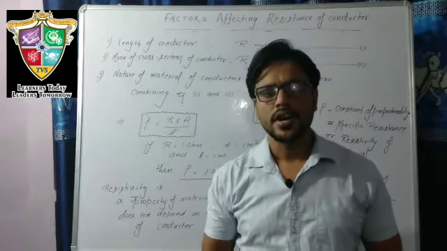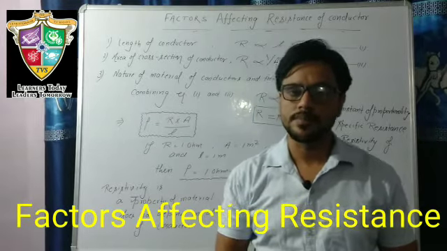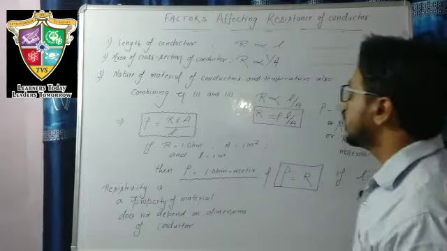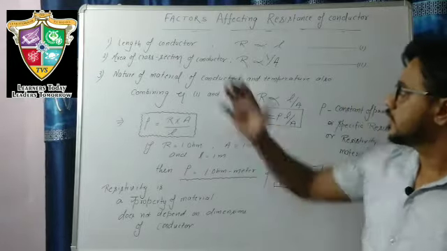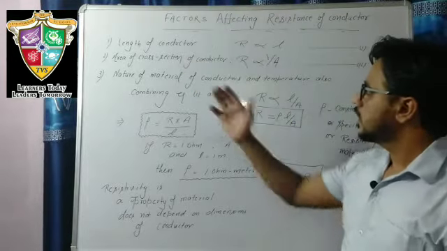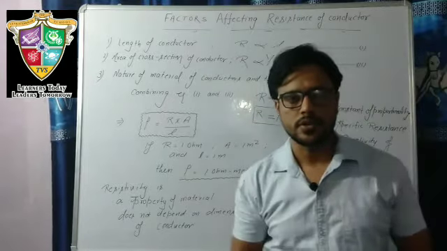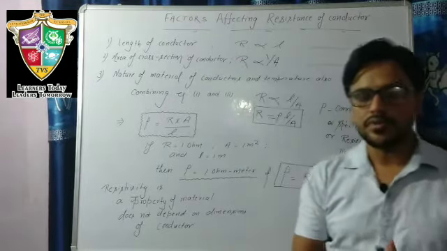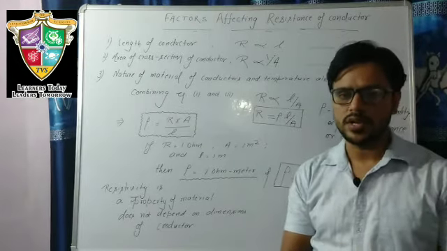Hello students, now we will discuss on what factors the resistance of a conductor depends. So let's start. Resistance of a conductor depends on three factors basically. First is the length of the conductor, second is the area of cross section of the conductor, and third is the nature of the material of the conductor and temperature.